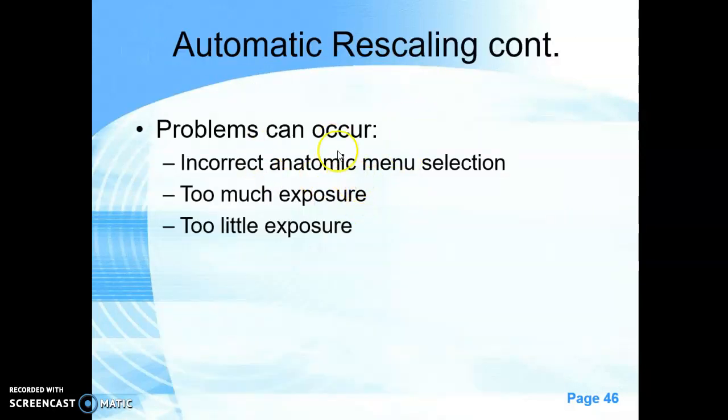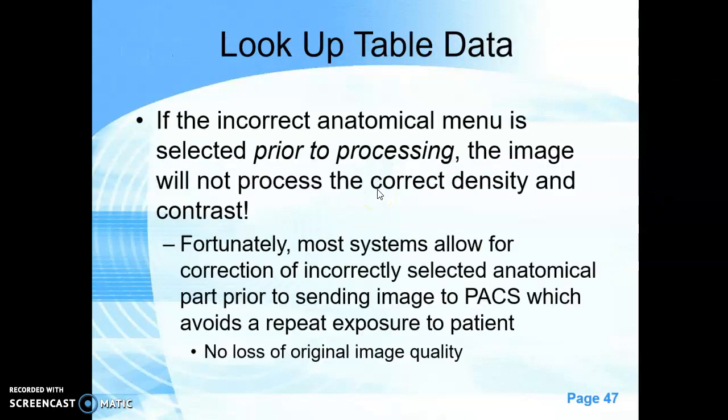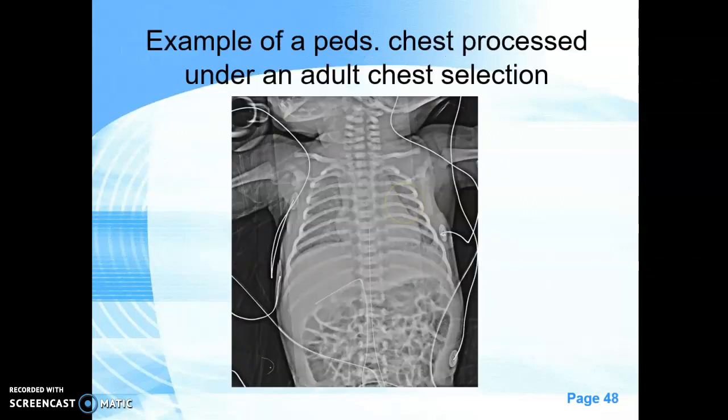Now, problems can occur with automatic rescaling if you don't select the correct anatomy, or if you use too much or too little exposure. If you choose the incorrect anatomy prior to processing, the image won't process correctly in regards to density, contrast, or brightness. However, most systems allow you to reprocess the image without having to repeat the exam.